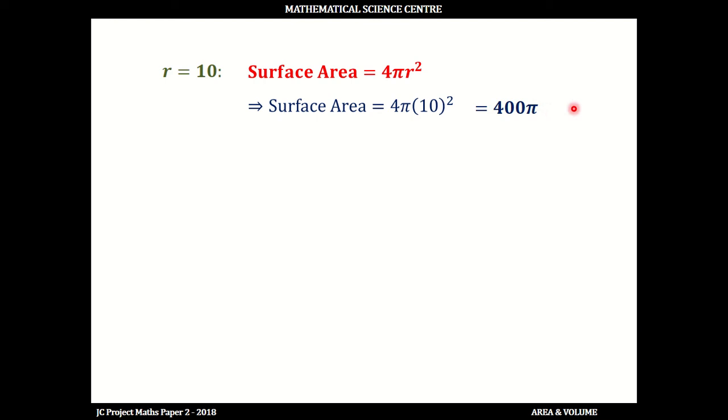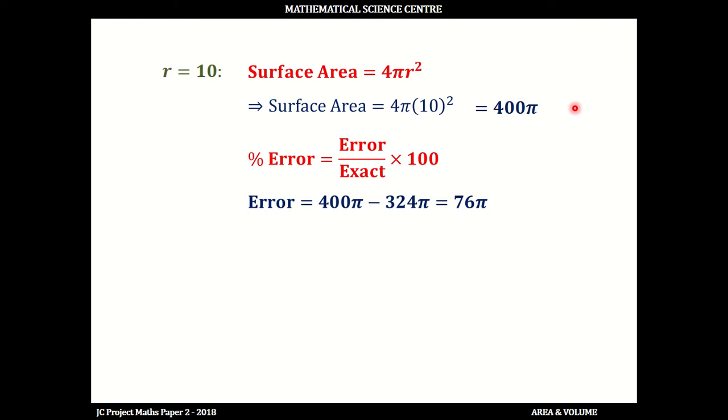Now, if this is now the exact surface area, what would the error be? Or how do you calculate the error? But that's the percentage. But what's the error? Subtract. So it's always the bigger number minus the smaller number. So we're going to have 400 pi minus, what was the estimate? 324 pi. And I want you to take these away.